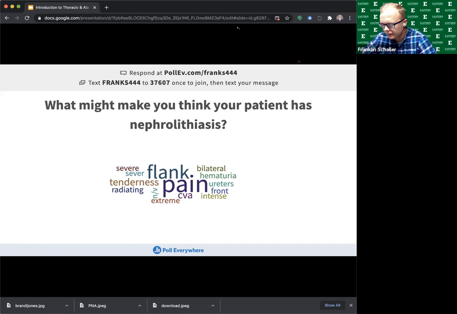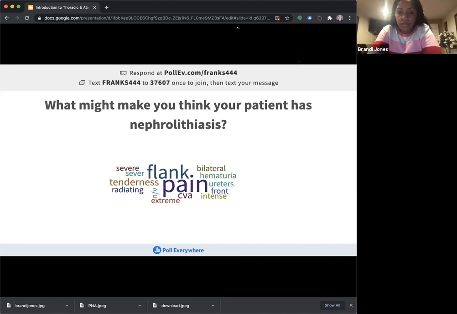Typically, I would get a UA on that patient, and you're going to see a little bit of blood in the urine. You're going to see that they have CVA tenderness. Typically, it's going to be unilateral. However, it could be bilateral if they have a stone on each side. Sometimes they're going to say, if I drink a little bit more water, it's not as bad. And I always equate that to the thought process of a rock, which a stone is.